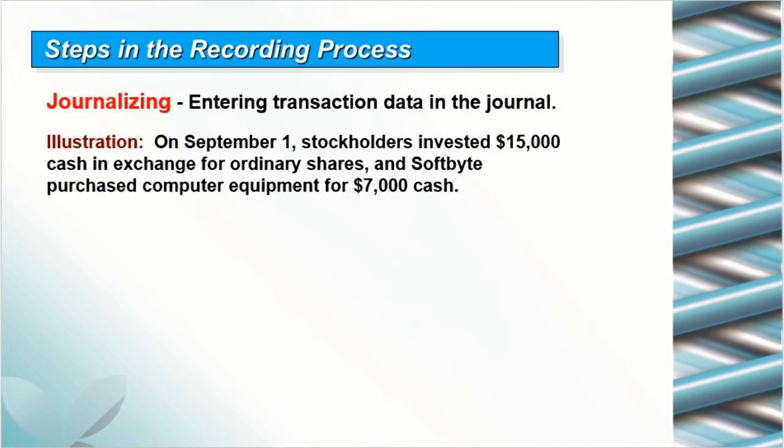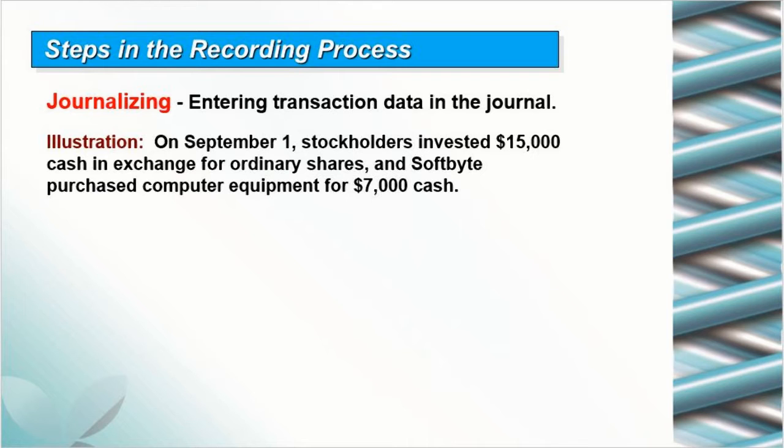Journalizing. Entering the transaction data in the journal is known as journalizing. Companies make separate journal entries for each transaction. A complete entry consists of the date of the transaction, the accounts and the amounts to be debited and credited, and a brief explanation of the transaction.